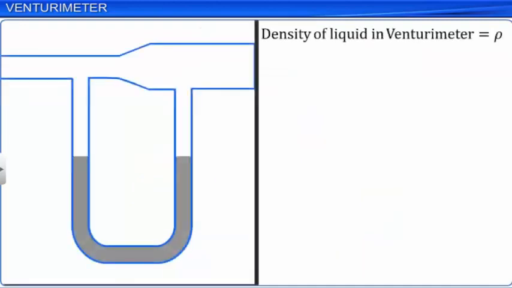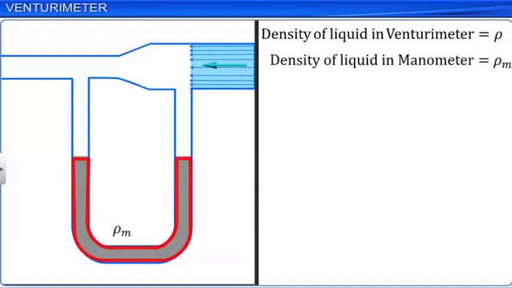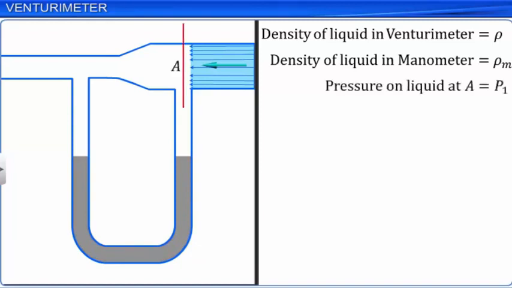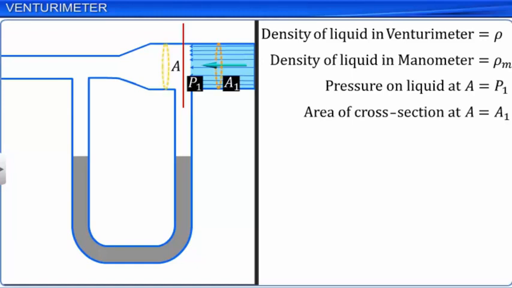Consider a liquid of density ρ passing through the venturimeter tube with a steady flow. Let ρm be the density of the liquid in the manometer. Consider a point A on the venturimeter tube, where the diameter is larger. Let P1 be the pressure on the liquid, A1 be the area of cross-section and V1 be the velocity of the liquid at A.